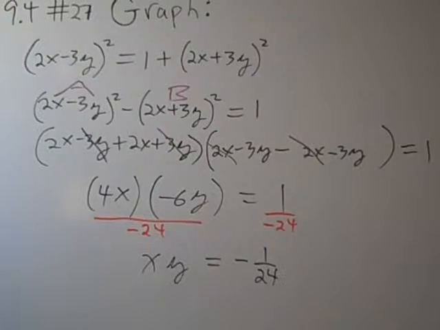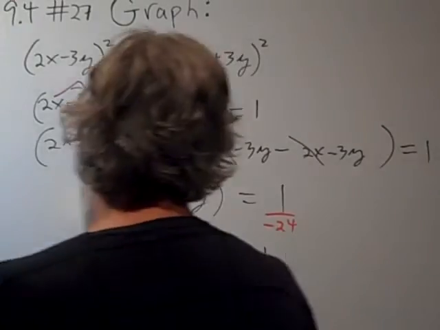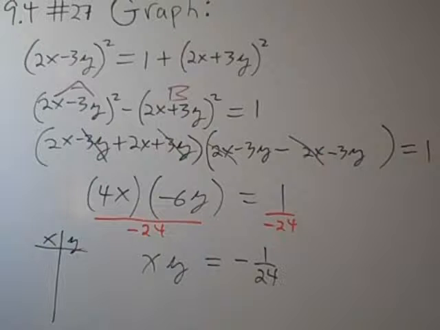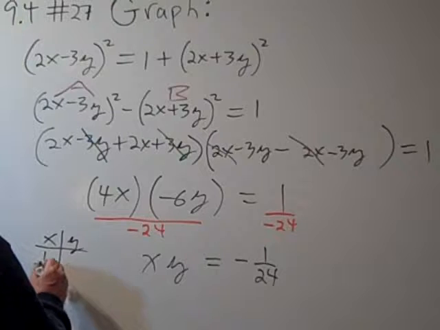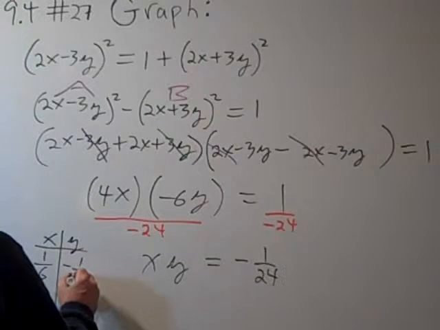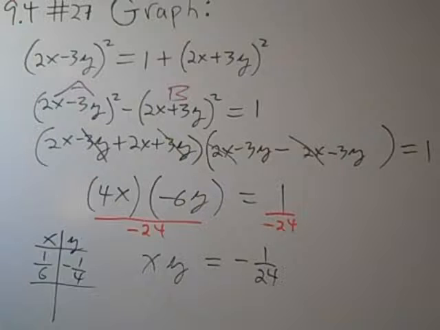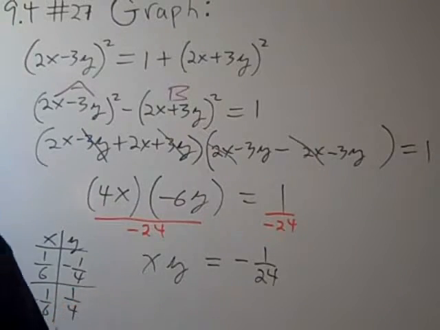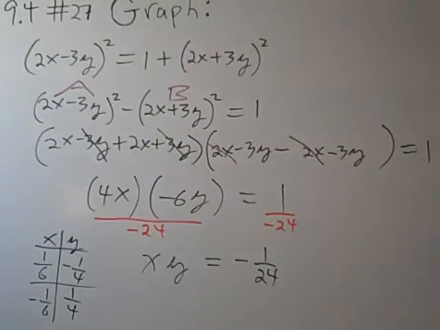So to graph this, we need to find some points on the graph of this hyperbola. So let's make a little xy table over here. And if x is equal to, let's say 1/6, then y is equal to negative 1/4, so that when you multiply those two numbers, 1/6 times negative 1/4, you get negative 1/24. Similarly, negative 1/6 and positive 1/4 have a product of negative 1/24. So those two points should help us to graph this.